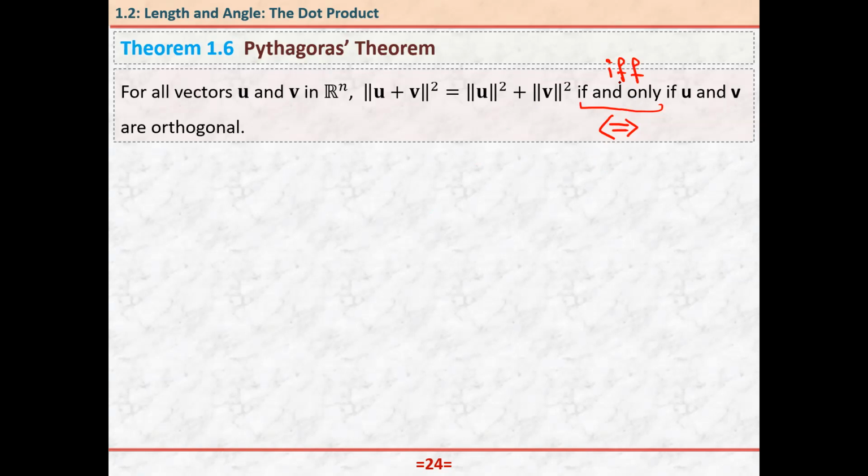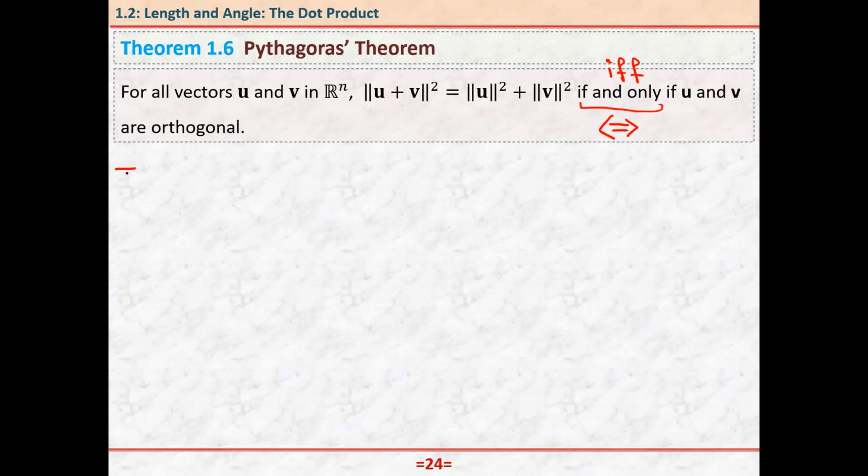U and V are orthogonal. Okay, what does it mean? That means that this thing is true if U and V are orthogonal. And if U and V are orthogonal, then this equation must be true. That's why here we have a two-way implication. Okay, this is a theorem. Theorems require proof, otherwise they cannot be used as a fact.